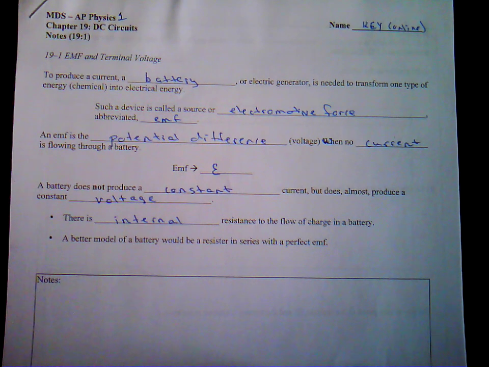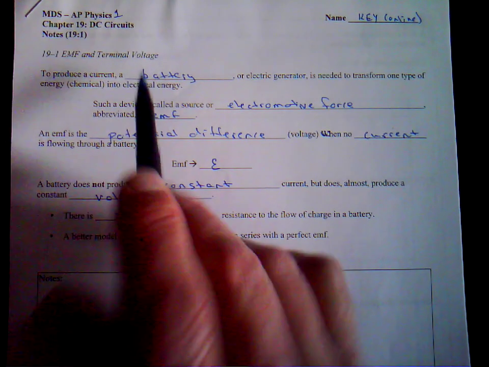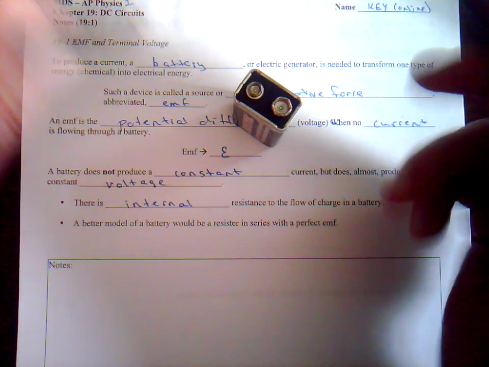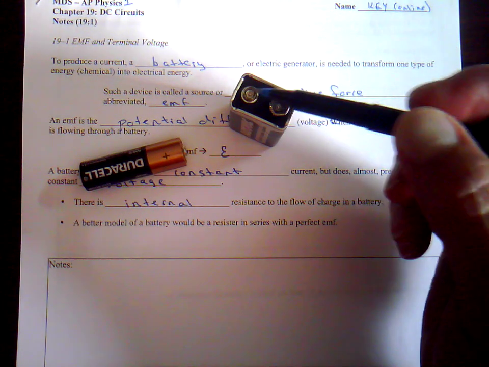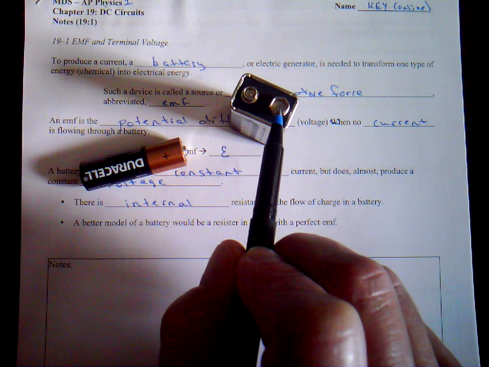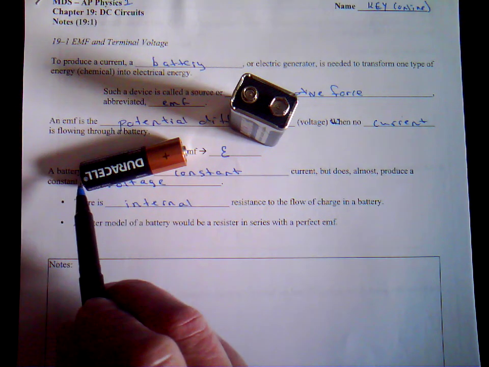We're going to start. This is called EMF and terminal voltage. To produce the current, a battery, these are 2 different batteries. This is a 9-volt battery. This is a 1.5 volt battery. Basically what a battery does is it has a positive terminal, which we call high potential, and a negative terminal, which is that low potential. This is the positive terminal of this battery and the negative terminal of this.